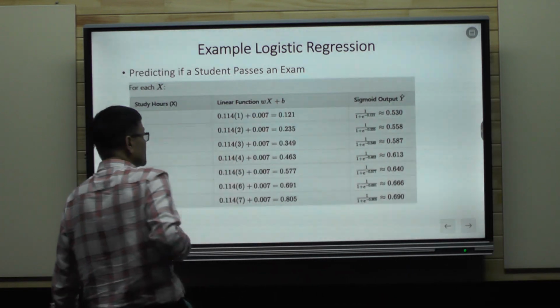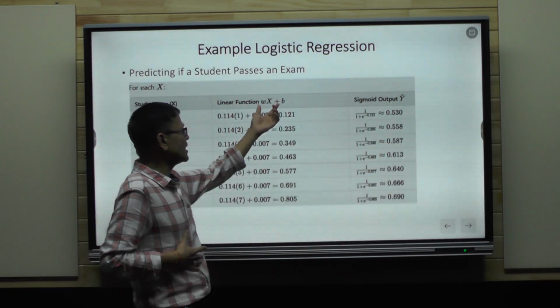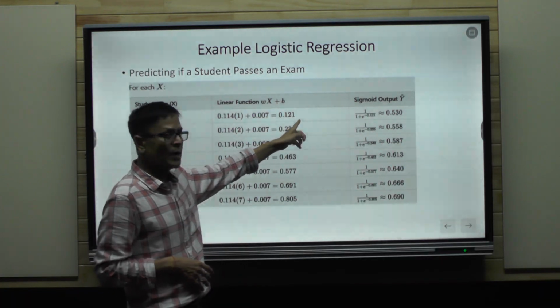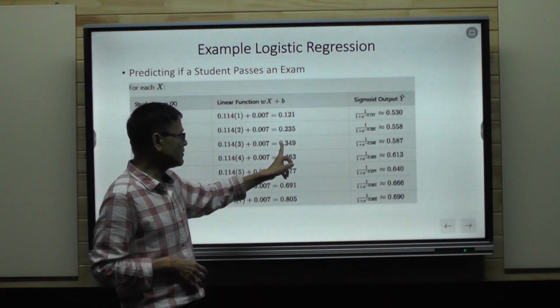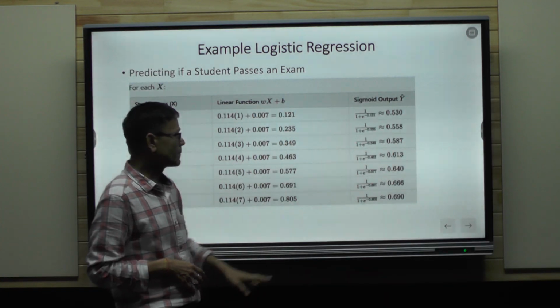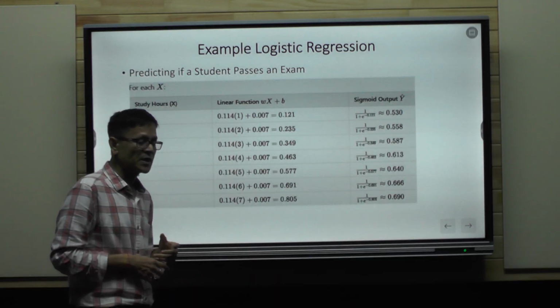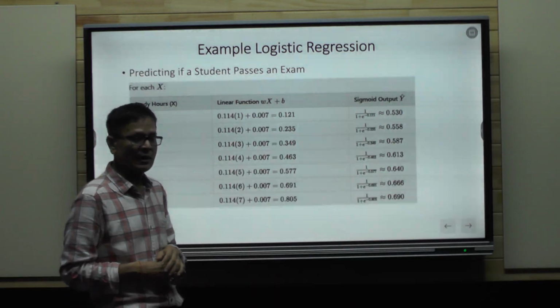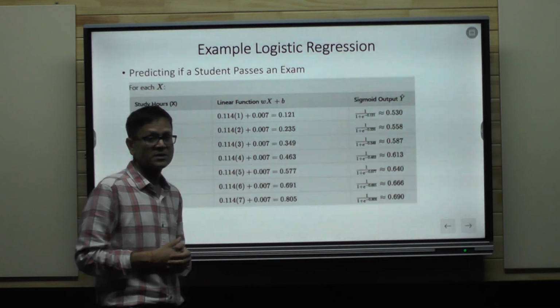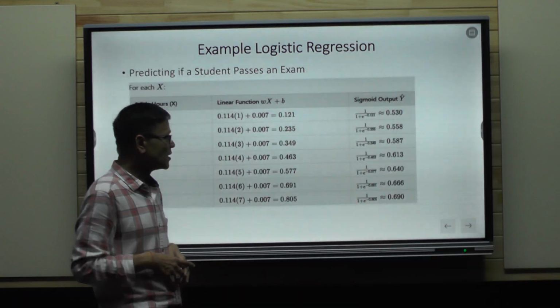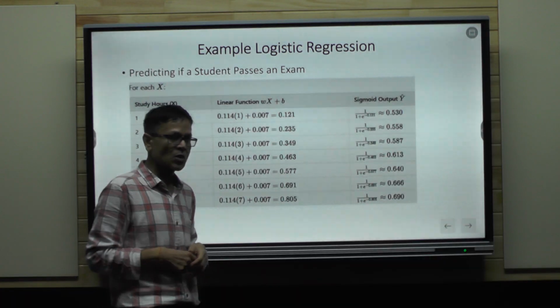So putting that into the equation, the linear function Wx plus B evaluates to 0.21, 0.235, okay, and so on. And whenever you are solving a logistic regression problem or doing the computations, always use tables. That actually summarizes everything in one place rather than scattering it throughout the copies.